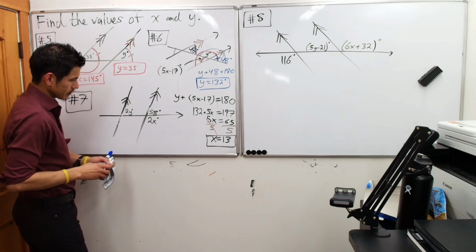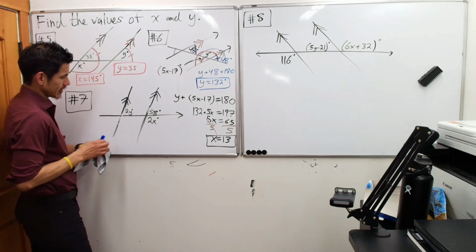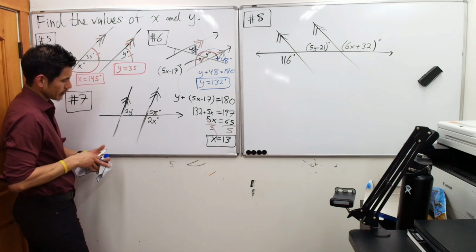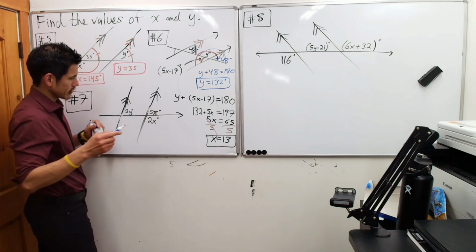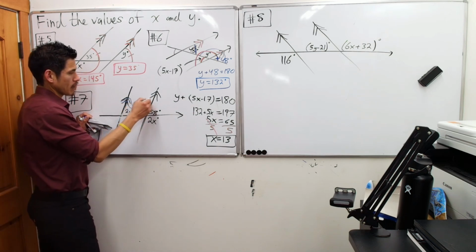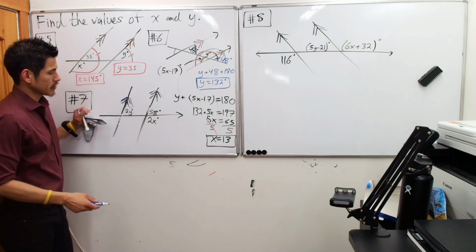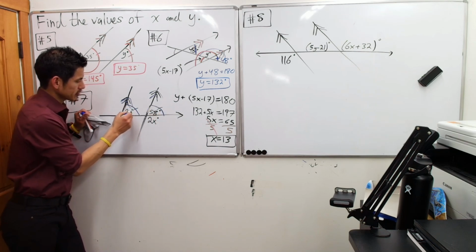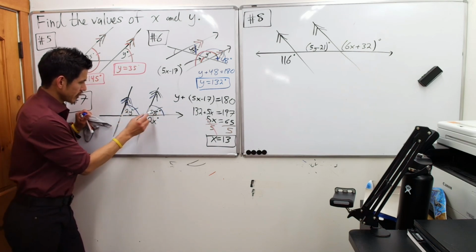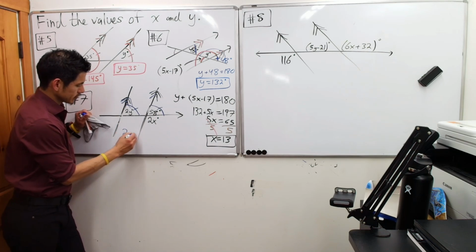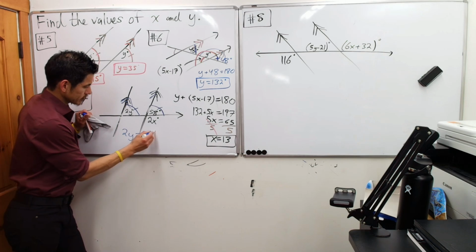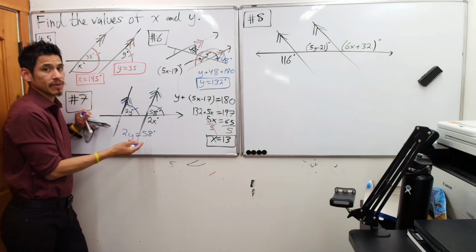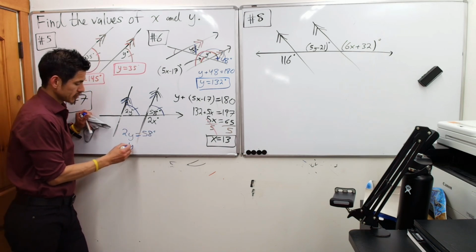Number 7. So we have the lines here and here that are parallel. And so then this angle, which is 58 degrees, is equal to this angle, which is 2y. So 2y equals 58 degrees. Divide 58 by 2. That means that y is 29.